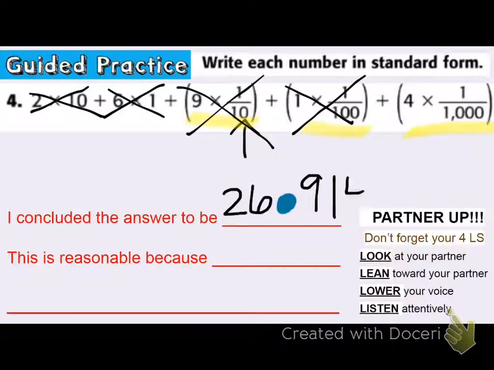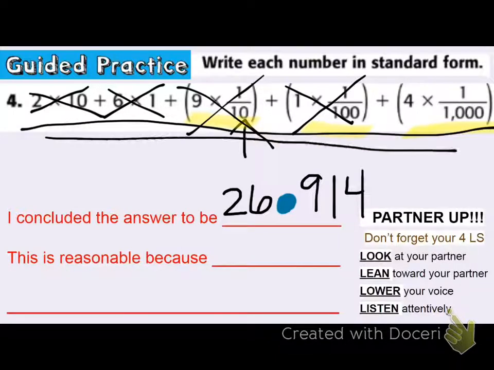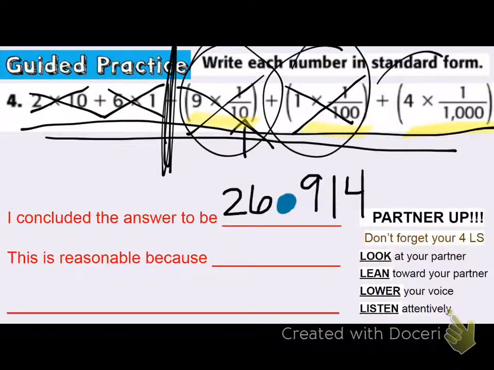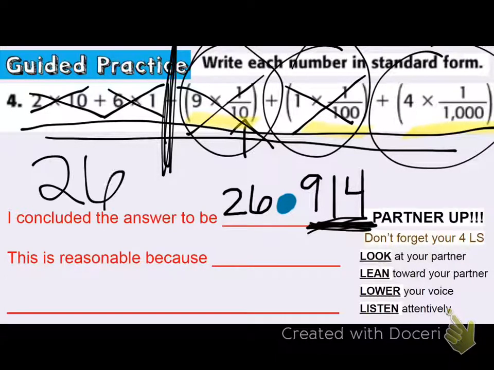Well, that's 4 thousandths. This is reasonable because 26 and 914 thousandths is the value represented here in expanded form. I have 3 digits, 1, 2, 3, that are less than 1, tenths, hundredths, thousandths, and then I have 26 as a whole number. I have the right answer.